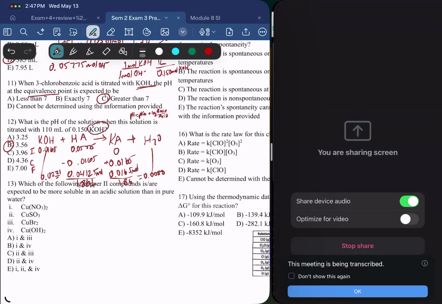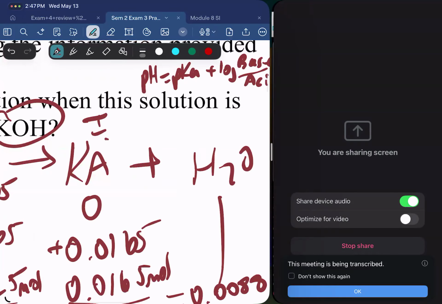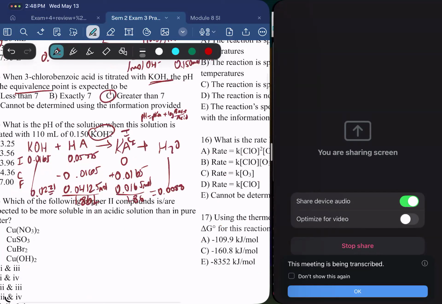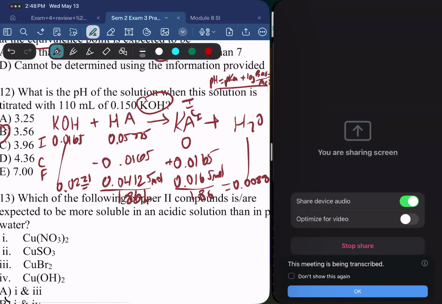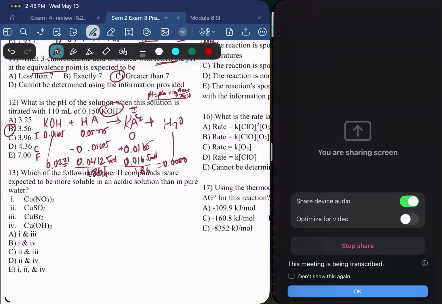Okay. So yeah, the big idea is first you do ICF when you realize the weak acid is titrating with a strong base. And after that, you do Henderson-Hasselbalch because you can see that KOH runs out.